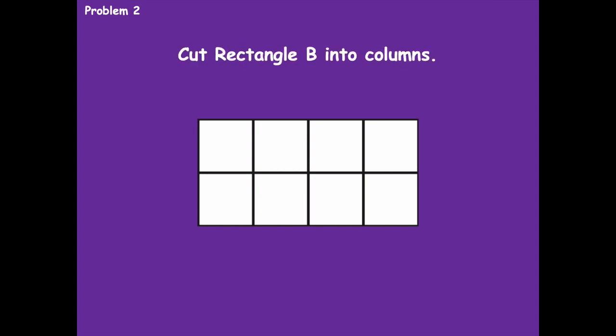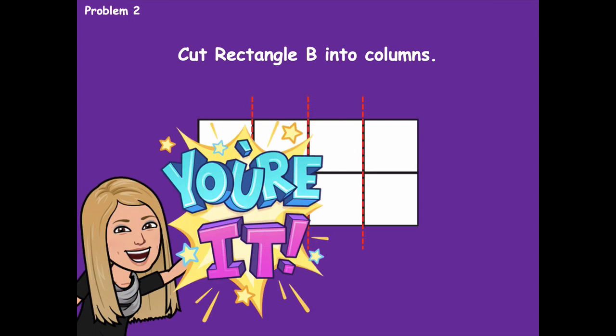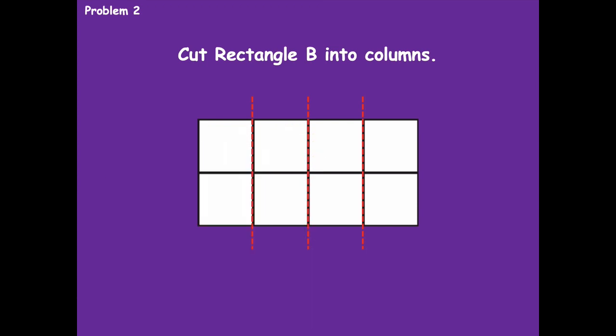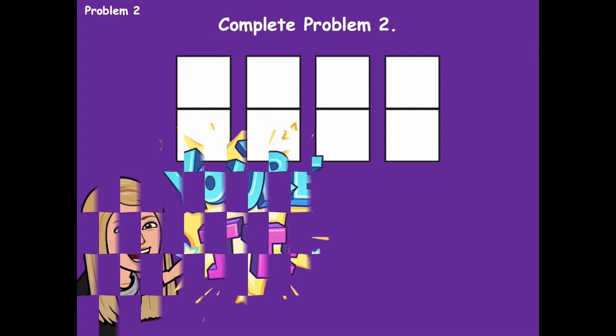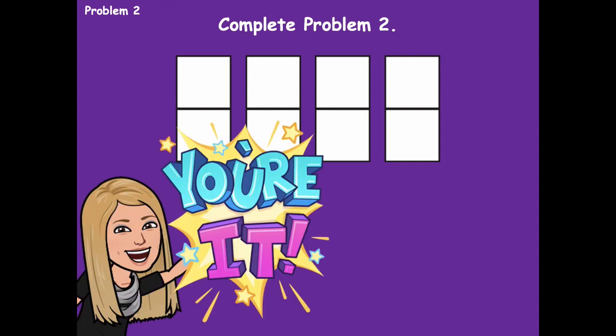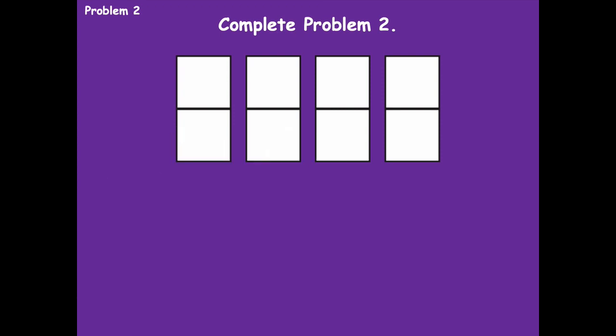All right, let's look at problem two. You're going to cut rectangle B into columns. So here's your columns. Grab your scissors, cut them into columns, and then click play when you're ready for the next step. All right, friends, pause if you need more time. Okay, so here are my columns cut out now. You're going to pause the video and complete problem two on your problem set. So pause the video, solve, and then click play when you're ready to go over it together.